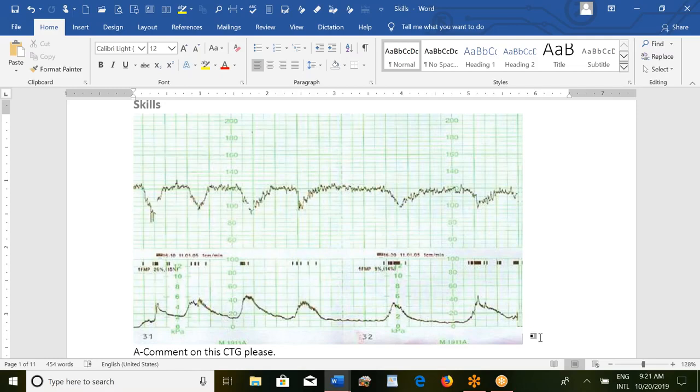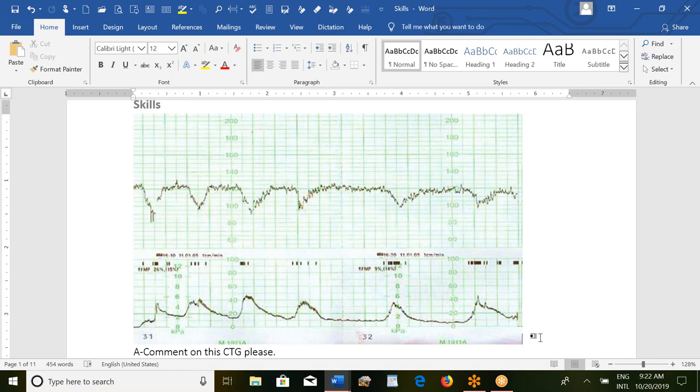Yes, we comment on the CTG depending on the mnemonic, Dr. C. Bravado. First we should take a brief history and determine if there are any risk factors for that patient, if she is having preterm labor, infection, meconium or IUGR. Then we will comment on the contractions. The patient is having some mild irregular contractions, like 2 to 3 in 10 minutes. And for the fetal heart, the baseline is 120 beats per minute with good variability.